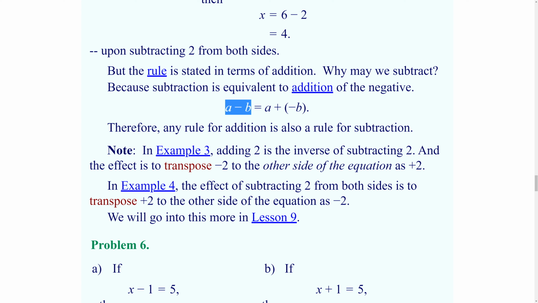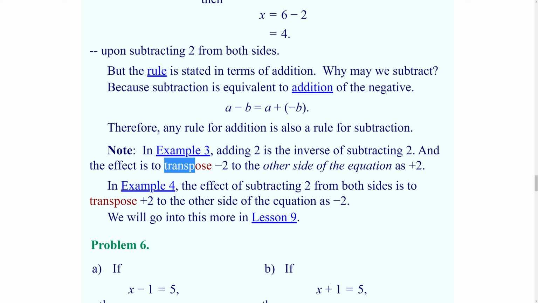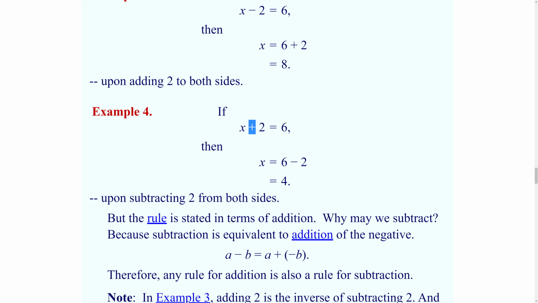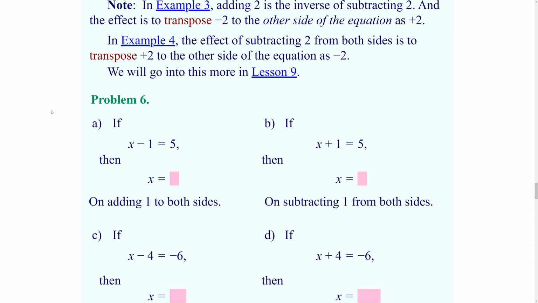Let's have a look here. In example 3, adding 2 is the inverse of subtracting 2, and the effect is to transpose negative 2 to the other side of the equation as positive 2. If that's a little bit confusing, transposition is when we move a term over to the other side, and transposing changes the sign of the term. So if I move that over to the other side of the equation, we must flip the sign of this particular term. That's all transposition is. Right, so let's just do a few problems.